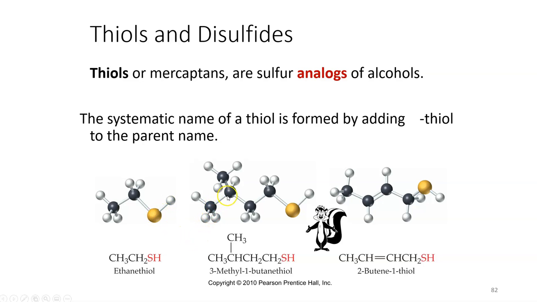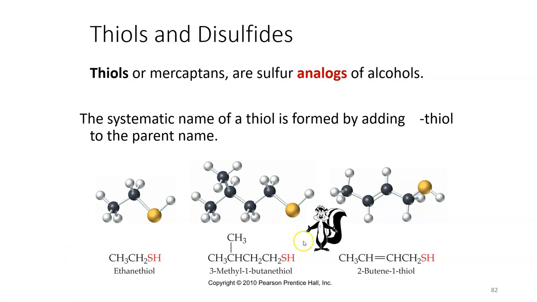So this is a 3-methyl. We have 1, 2, 3, 4, so that's the butane backbone. On the third carbon, we have a methyl group, which is shown here. And the first carbon that's attached to a sulfur group is the 1 carbon. So the full name is 3-methyl-1-butanethiol. Here we have a 2-butene. We have on the second carbon the -ene ending for that double bond, and then on the 1 carbon is the thiol. These are different systematic names for thiols.